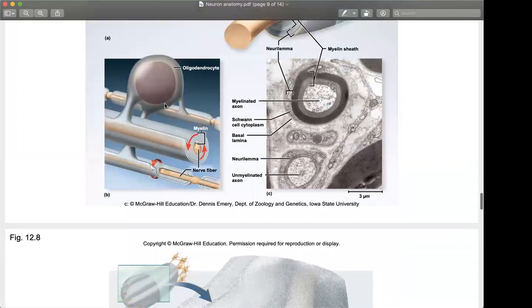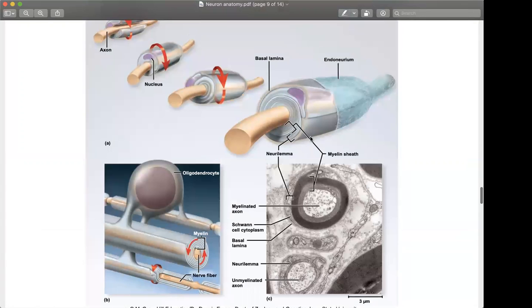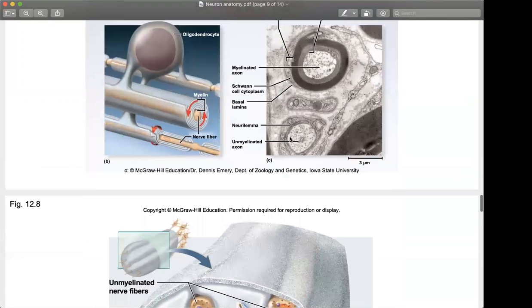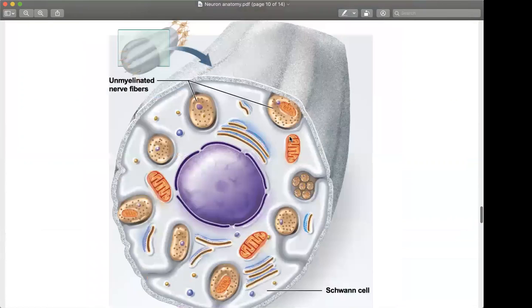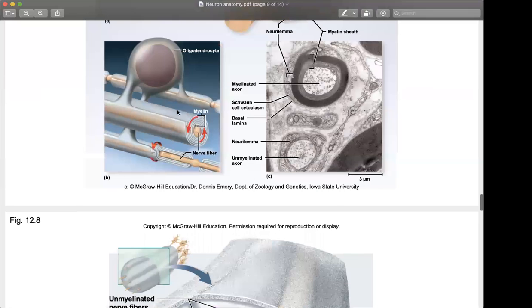In the central nervous system, it's different. The oligodendrocytes reach out, and they can surround several different axons with myelin, but their nucleus stays distinct. When you're talking about the Schwann cells, their nucleus is there, wrapping around that length of axon. So those are myelinated axons.